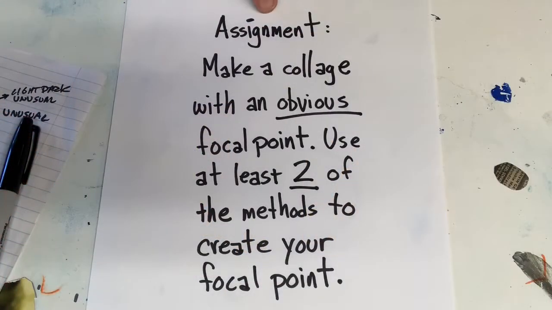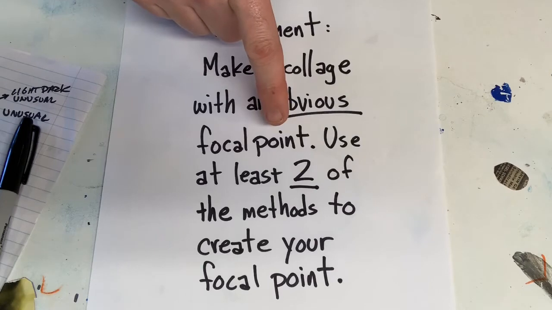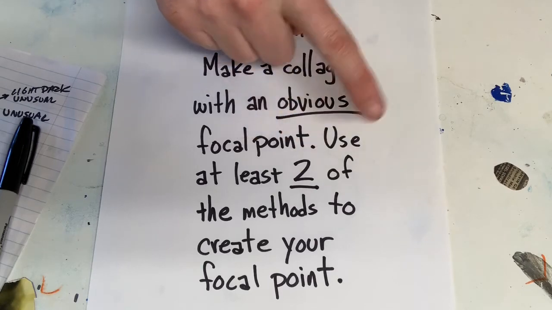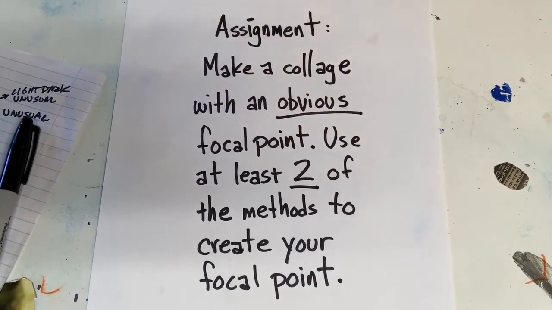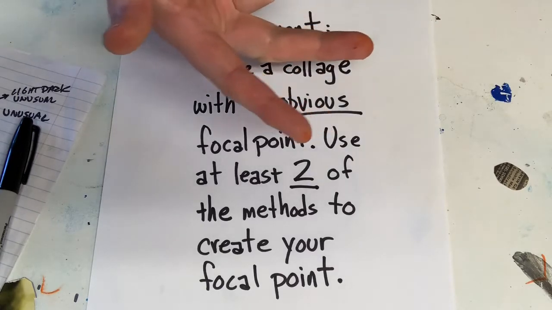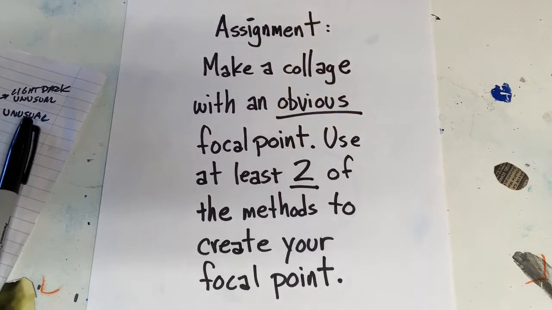Sixth graders, your assignment is to make a collage with an obvious focal point. Use at least 2 of the methods that I just showed you to create your focal point. So I want you to use some sort of contrast or isolation or placement or converging points to create this focal point.